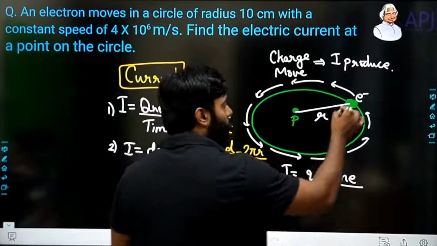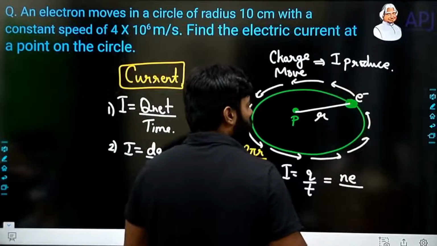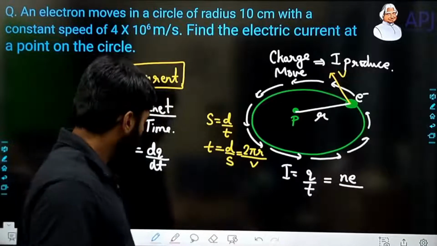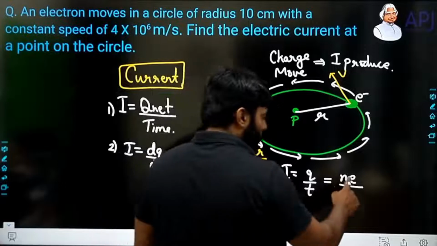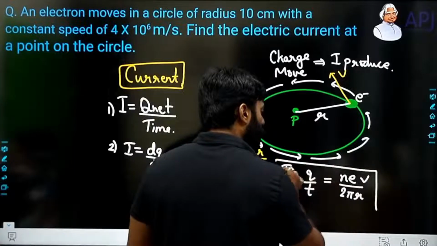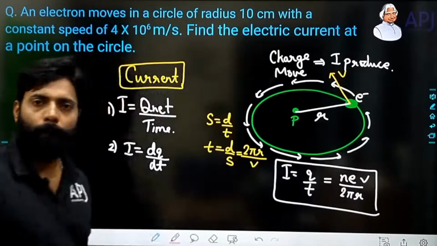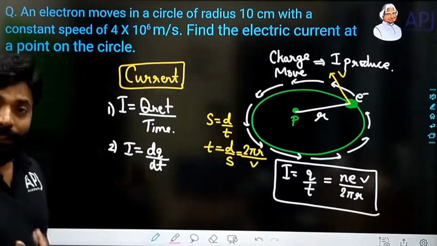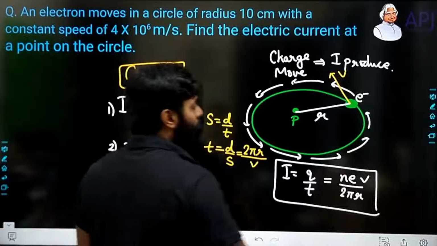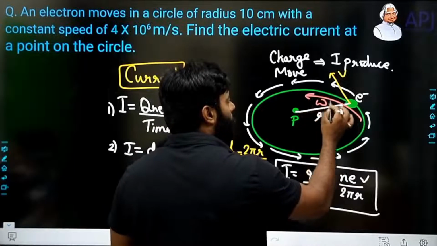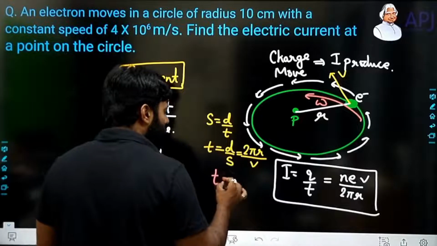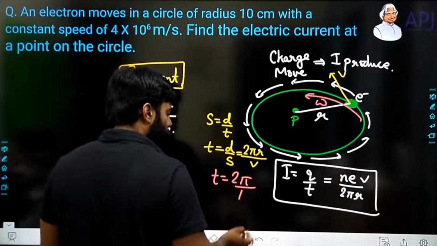So I can replace this time here with 2 pi r upon v. My current will become this, right? And some of you might say, sir, why are you taking a linear velocity here? Why wouldn't you take angular velocity, omega? Yes, buddy, you can take that. And if I take angular velocity, then it will become 2 pi by T, omega.